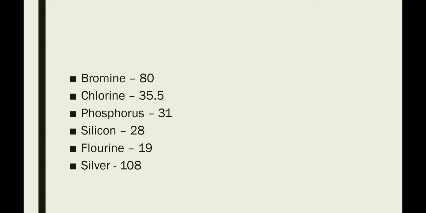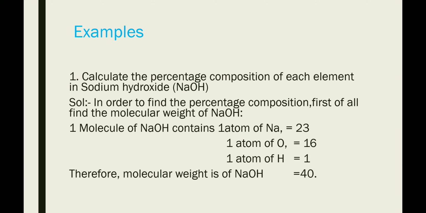Usually the atomic mass is measured in terms of atomic mass unit, AMU. If we express it in grams, then we say that particular number with grams. For example, silver 108, its gram atomic weight is 108 grams. Now let us take an example of how to calculate the percentage composition. Calculate the percentage composition of each element in sodium hydroxide.